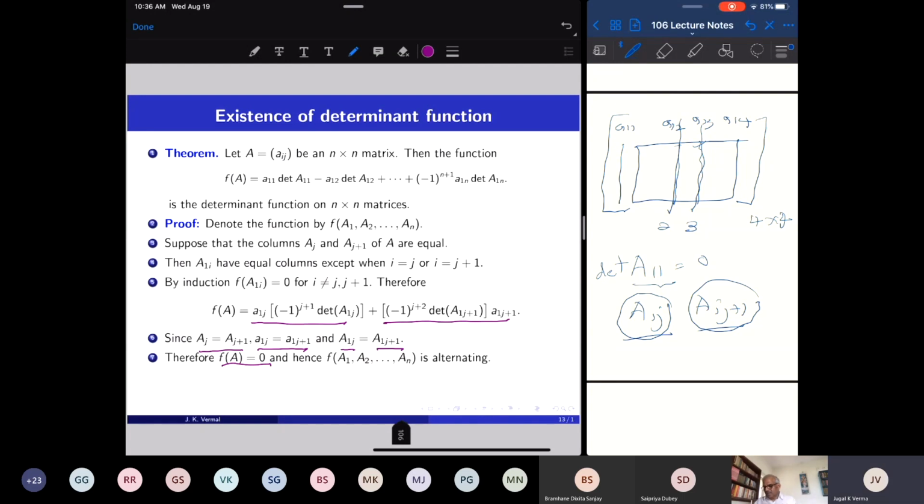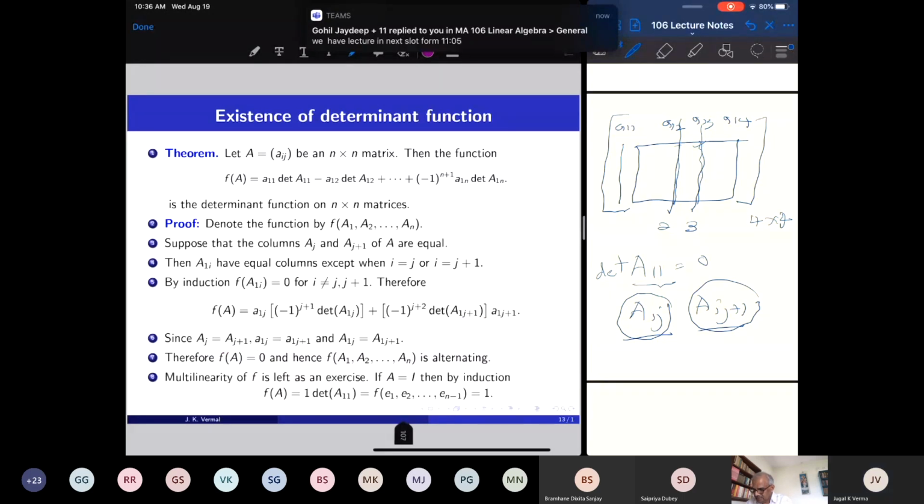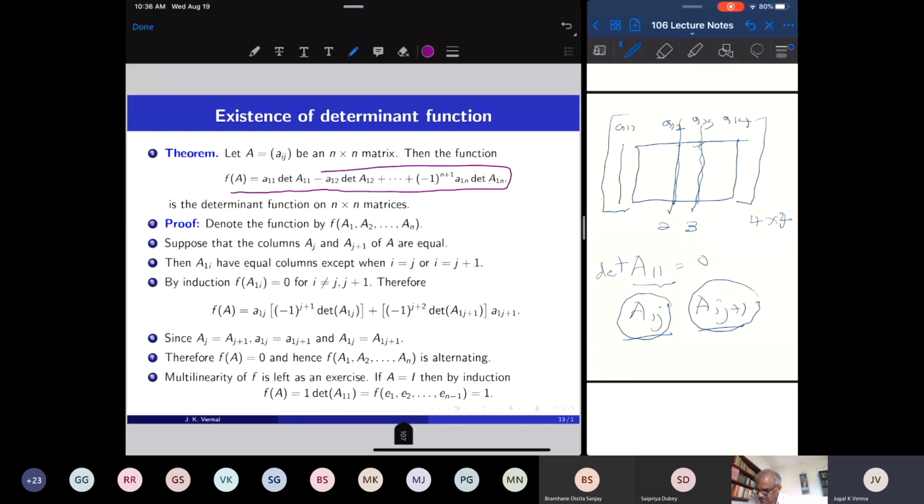So I wrote the expansion of f by the first row, and I want to show it is a determinant function. To show it is the determinant of the matrix, I need to prove it is alternating, multilinear, and normalized. The normalized property I showed. This is the alternating property. Multilinearity of f is left as an exercise. When A equals I, by induction, f is 1. So you use this formula and please prove the multilinear property. It's a good exercise, straightforward from this formula.